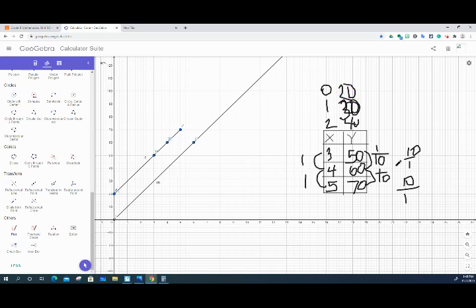So we can see by the table, even though the rate of change is the same, 10 over 1, as this line, there's a different starting point. And that's what this entire lesson is about.